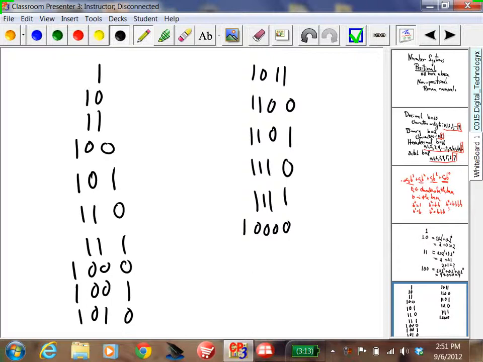So how many one-digit binary numbers are there? Starting at 0, we'd say there's 2. How many two-digit ones are there? 2. How many three-digit ones are there? 4. How many four-digit ones are there? 8. How many five-digit ones are there? 16.